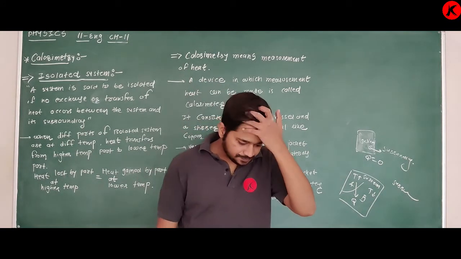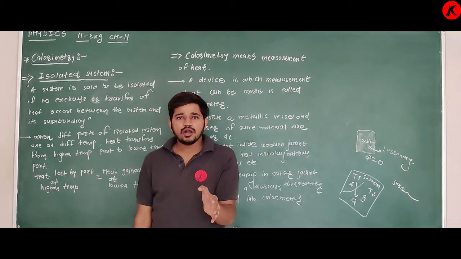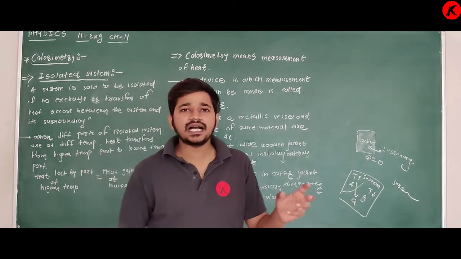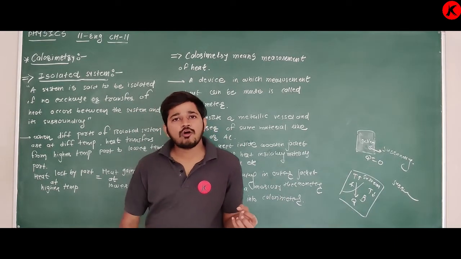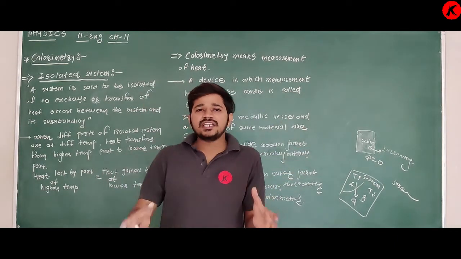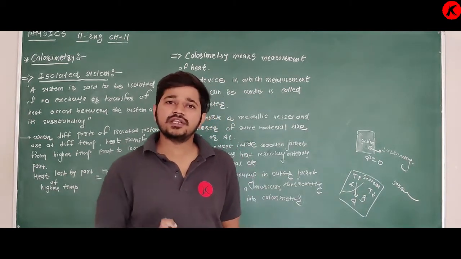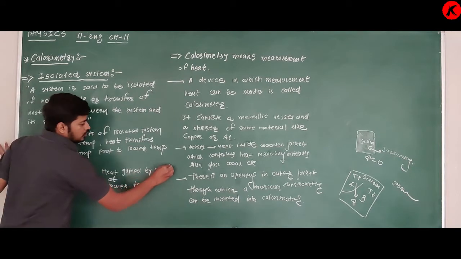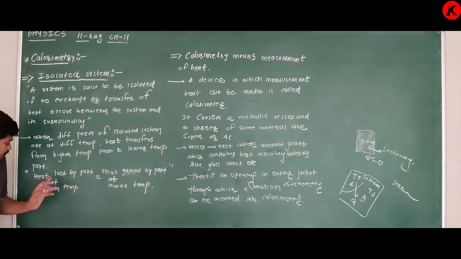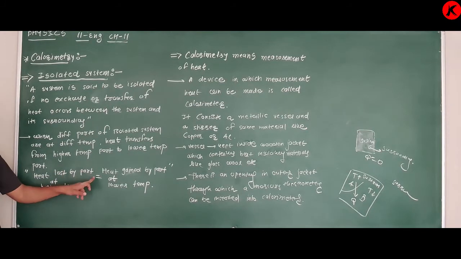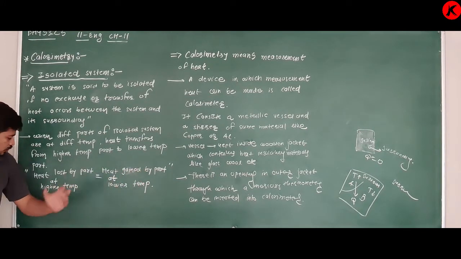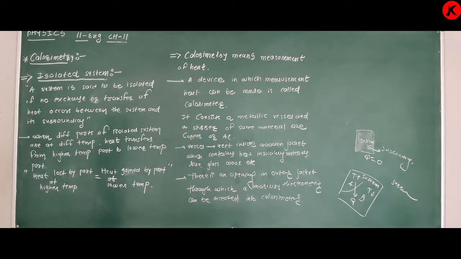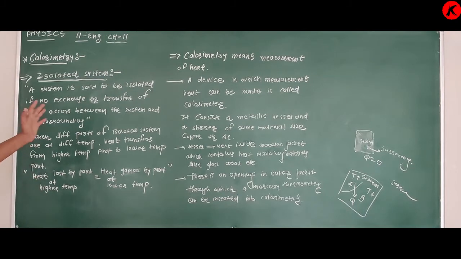Okay, if you add hot water to ice, then what happens? The ice absorbs heat, while the hot water loses heat. So that heat gain and heat loss are equal in an isolated system. So what is the statement? When different parts of an isolated system are at different temperatures, heat transfers from the higher temperature part to the lower temperature part, and this is the most important relation used to solve questions. Heat lost by the part at higher temperature is equal to heat gained by the part at lower temperature. Clear about this? Heat lost is equal to heat gained.